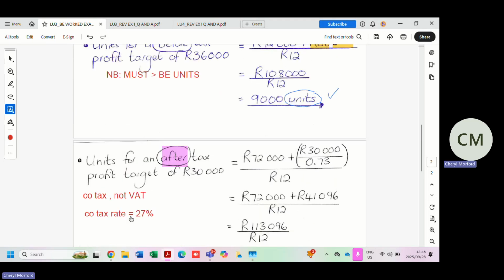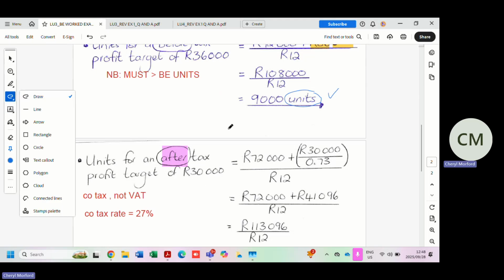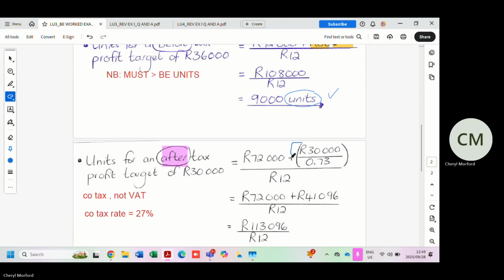So see what I'm going to do now. I'm going to take my 30,000 here, and what am I going to do with it? I have to convert that because it's after tax. I must convert it to before tax, so it's just using the ratio. That 30,000 represents 73% because the other 27% has been taken off. To raise that up to before tax, or the 100% amount, we must just divide it by 73%, which, as you know, is 0.73.